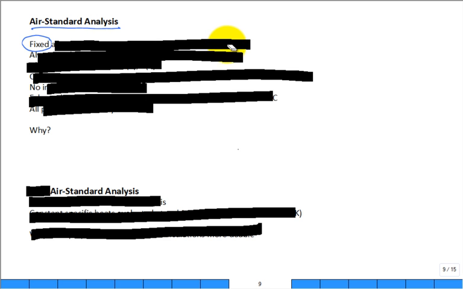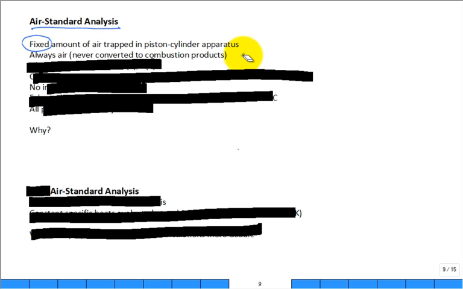A fixed amount of air is always trapped in the piston cylinder apparatus. You're saying, isn't there fresh air and fuel coming in, and the exhaust products going out? Absolutely. But to make this analysis doable, we focus on a fixed amount of air only that's trapped in the piston cylinder. It always stays air. There's never a transformation to carbon dioxide, water vapor, and a lot of nitrogen in the products of combustion. It always behaves as an ideal gas.